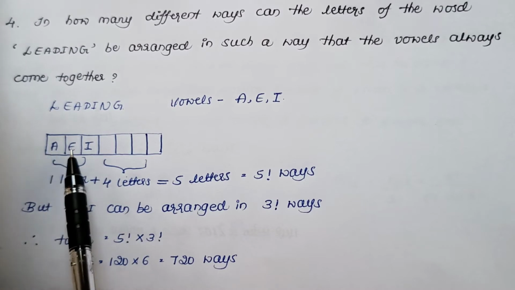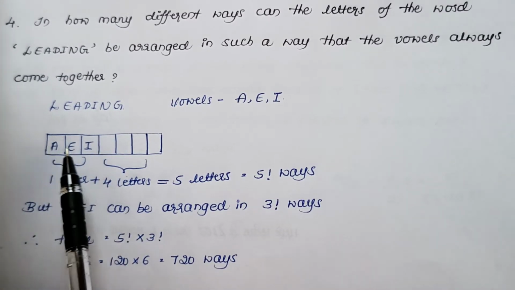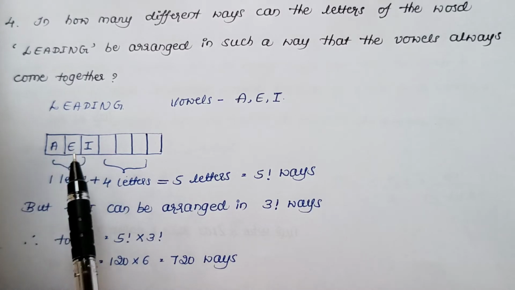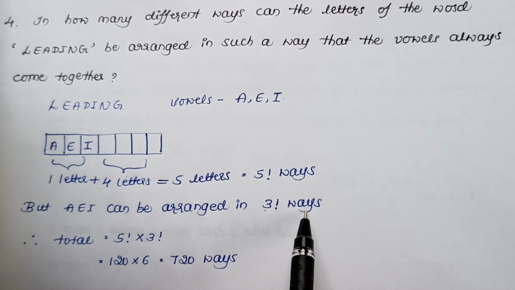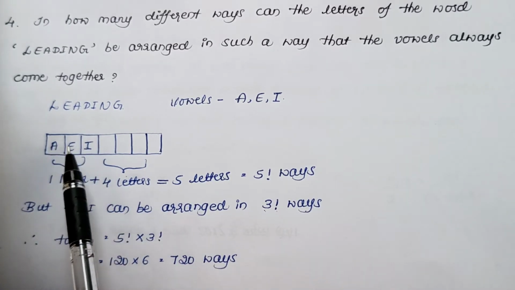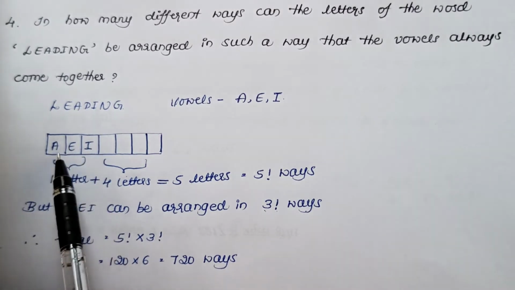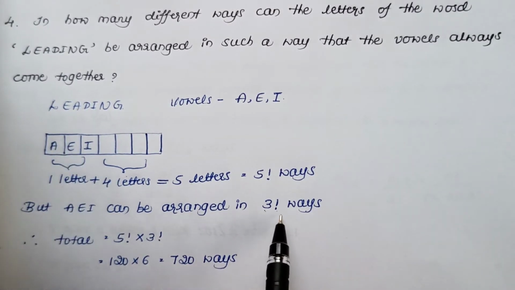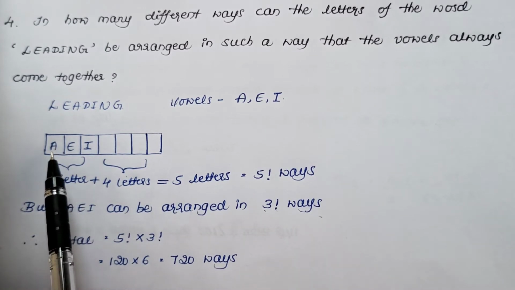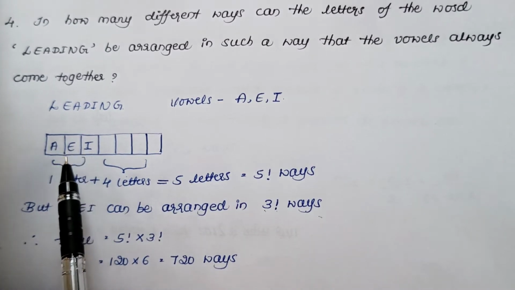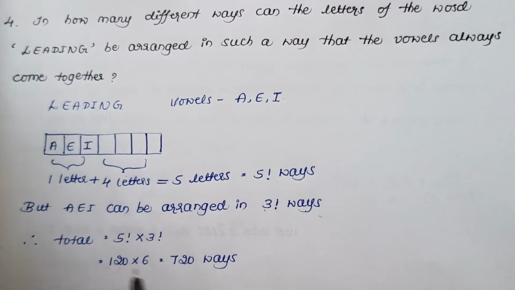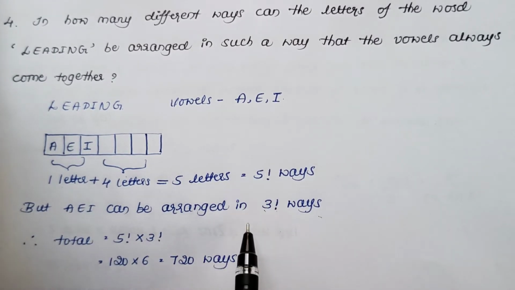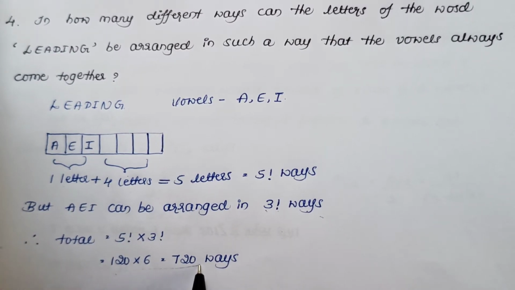But this A, E, I we have kept as 1, but in reality we have 3 letters in this. A, E, I can be arranged in 3 factorial ways. The inner arrangements AEI or AIE or IEA, like this we can have 3 factorial ways of arrangements where all these 3 letters will be together only, but the arrangement is changed. So in total 5 factorial into 3 factorial ways. So the total is 720 ways.